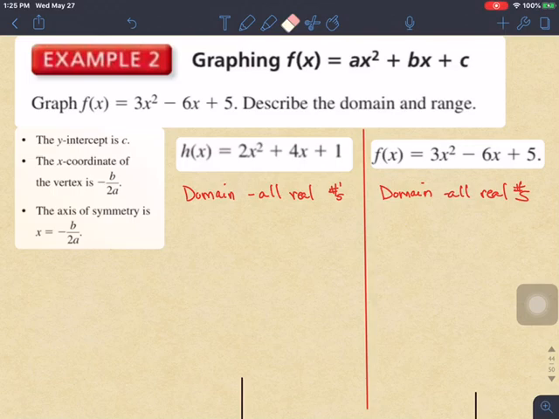Okay, Cedar Crest Chargers, I'm going to teach you how to find the domain and range of a quadratic without graphing them. There's a couple relatively simple steps.